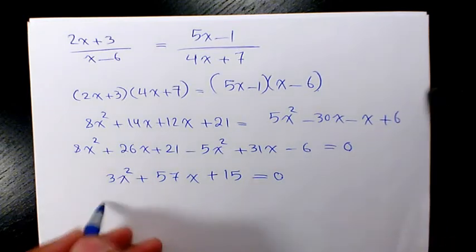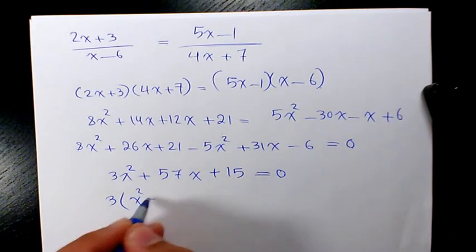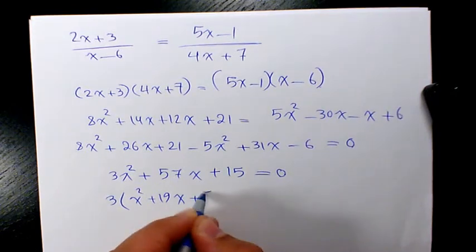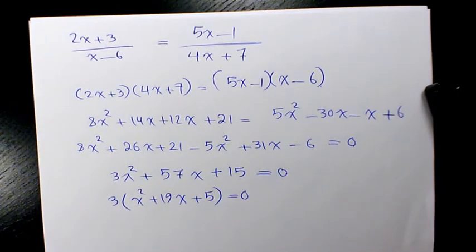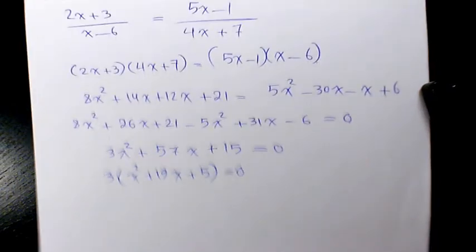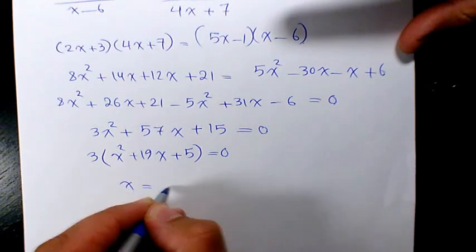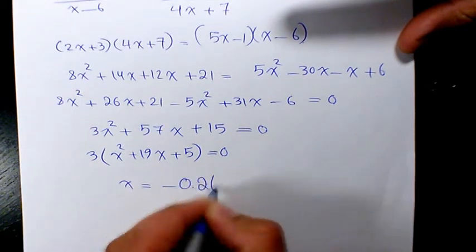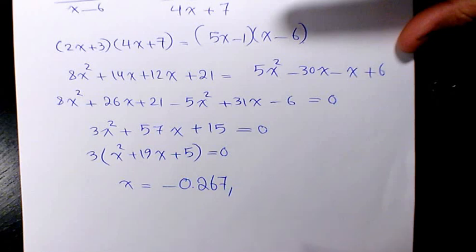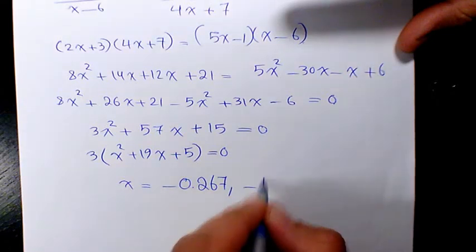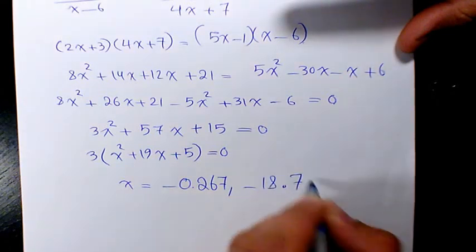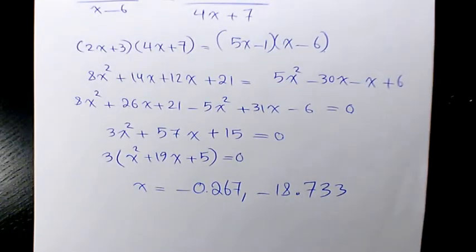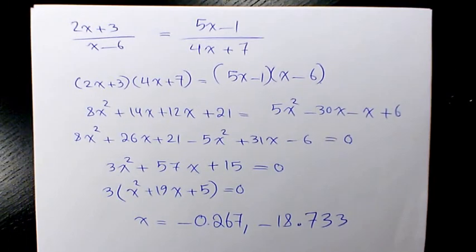Now, first of all, I can factor out 3. It's going to be x squared plus 19x plus 5 equals 0. Then, the quadratic formula is going to give me two answers. One is negative 0.267. The other one is negative 18.733. So that's going to be the final answer.